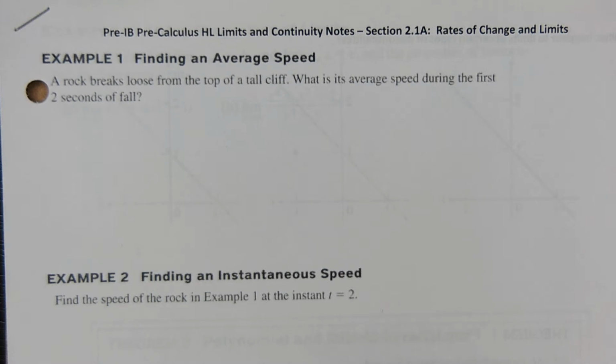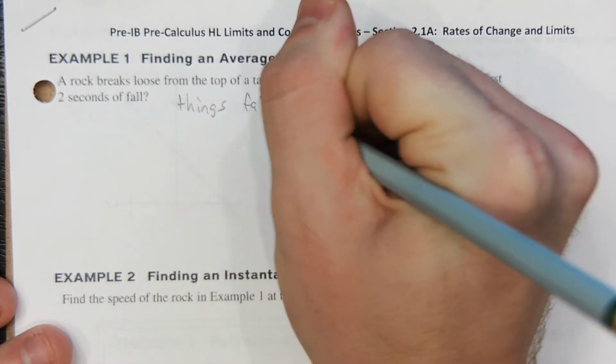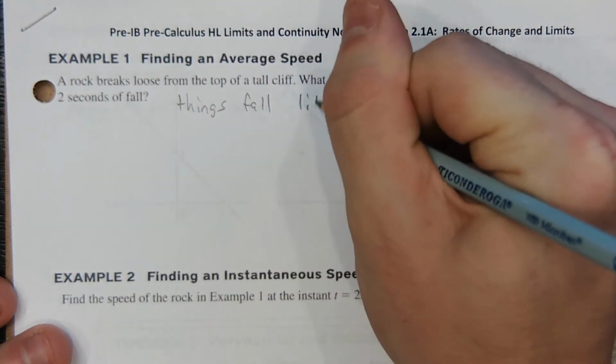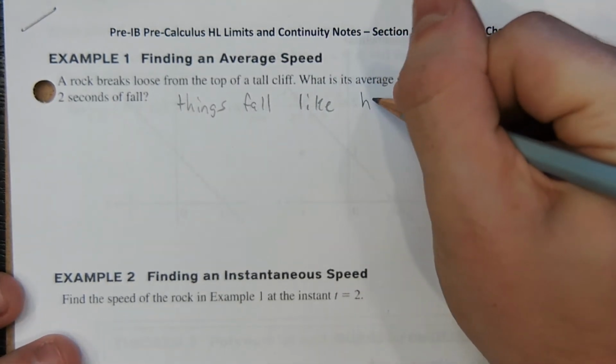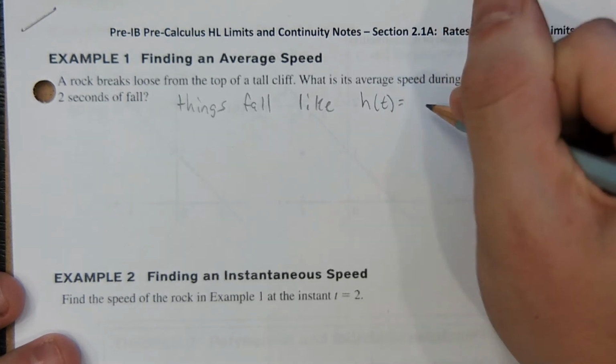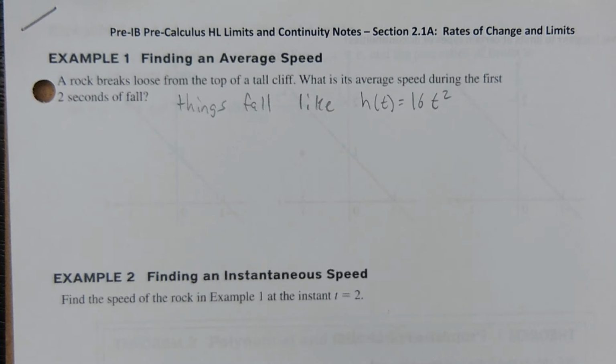Well, to even start this question, you have to know how fast things fall. So we say that things fall like, and for those of you that are in physics, this won't be anything new. We'll say h of t equals 16t squared. So things are going to fall at 16t squared. This is going to be the acceleration due to gravity. I know that normally in physics it's negative because things are falling down, but since we're talking about the speed of this object, its speed is going to be growing, so we're going to use positive 16t squared.